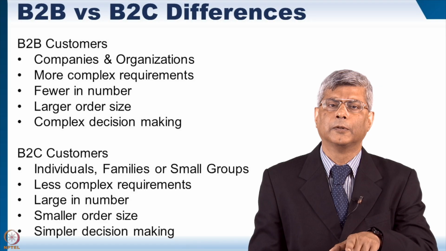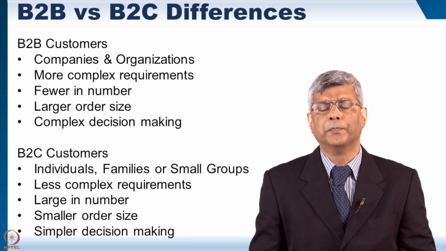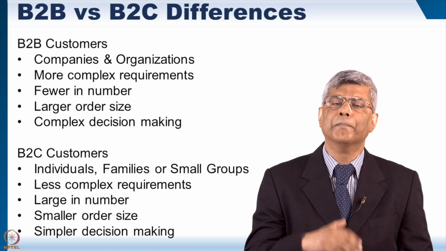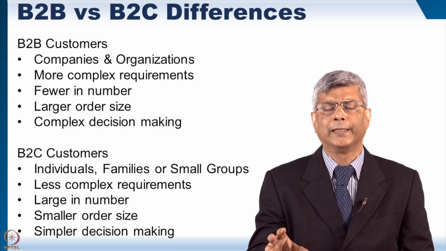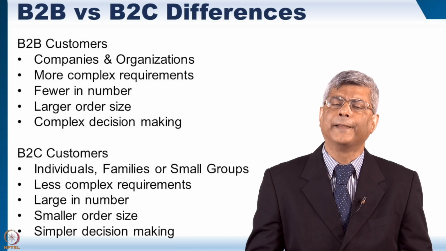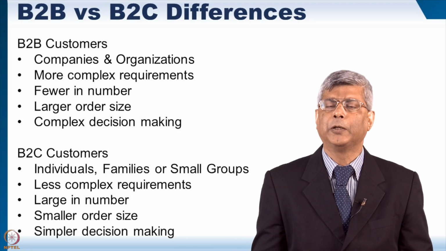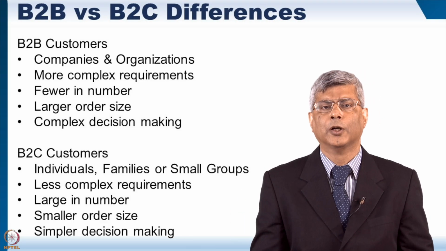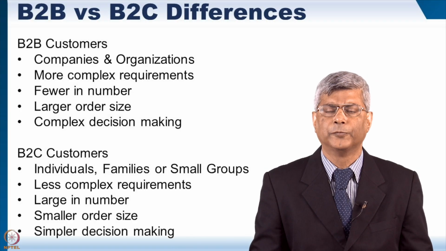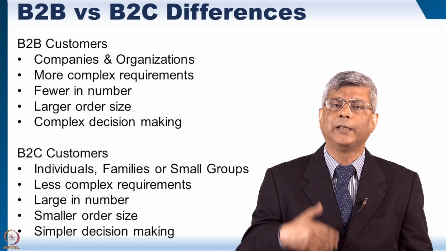Versus consumer, B2C customers, consumers, individual persons who are buying. There'll be many of them. They will be in millions and crores because they're individuals. They have less complex requirements. They'll want to buy a soap or detergents or a shampoo or a perfume or a shirt or a pant. And they'll decide very quickly.